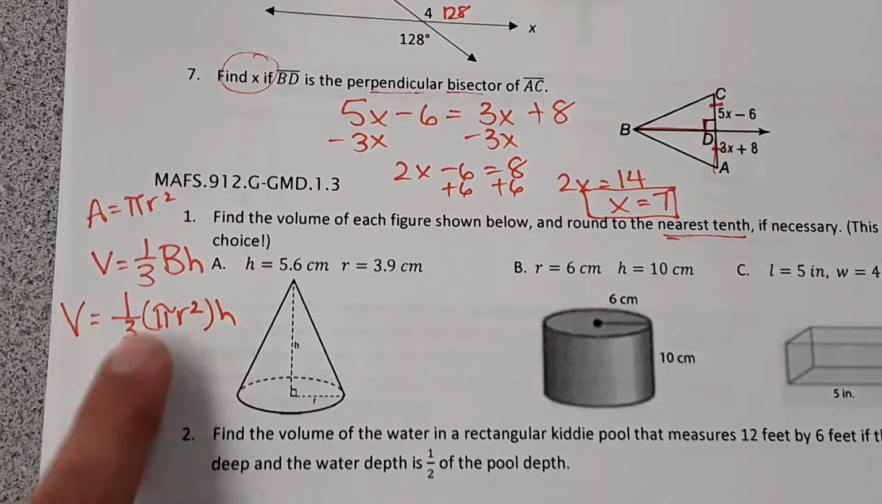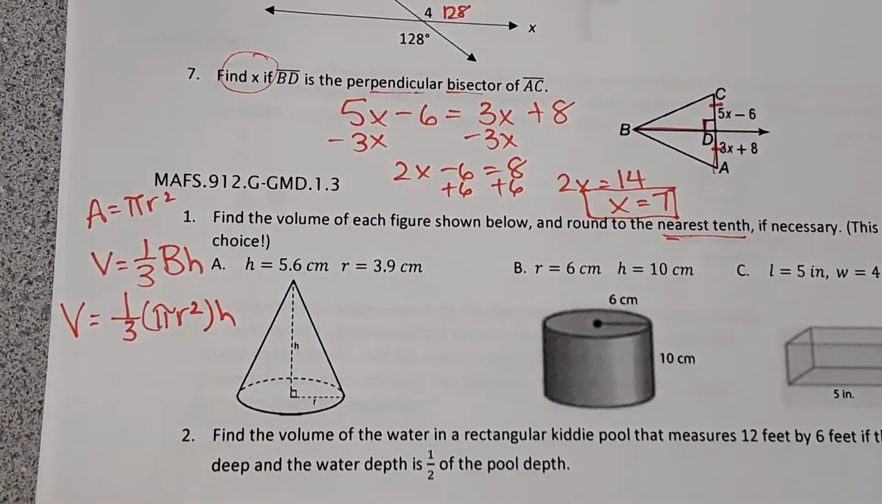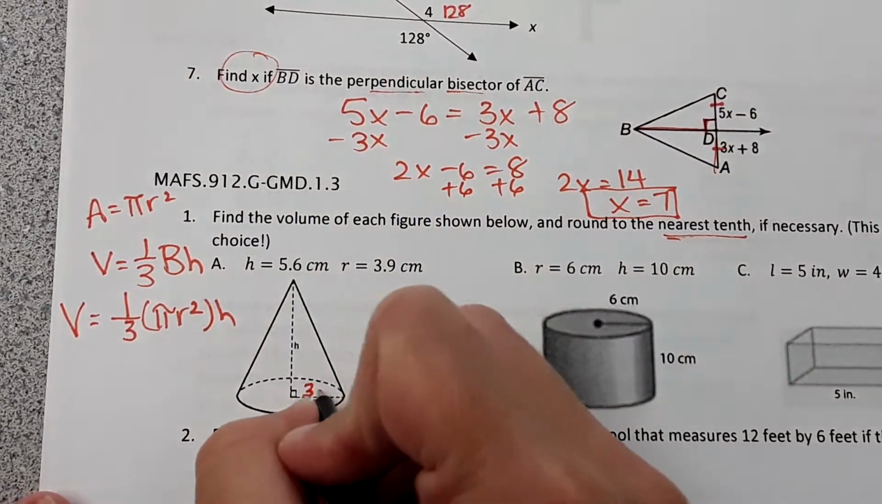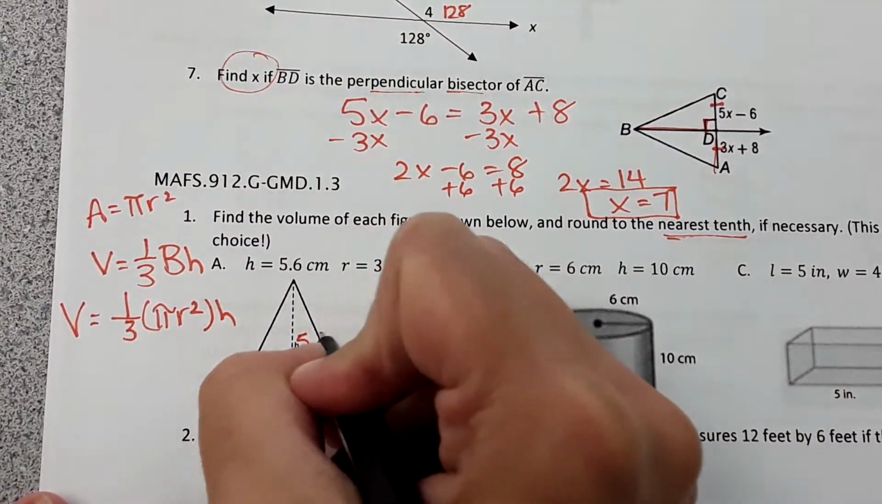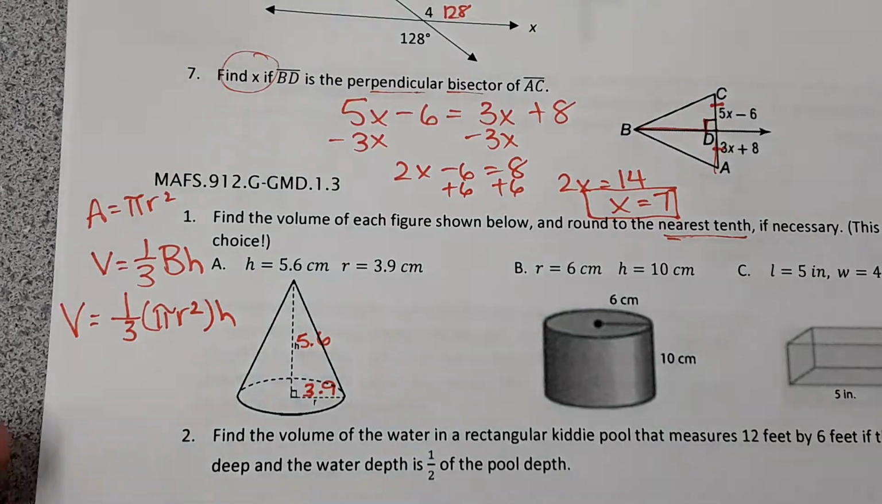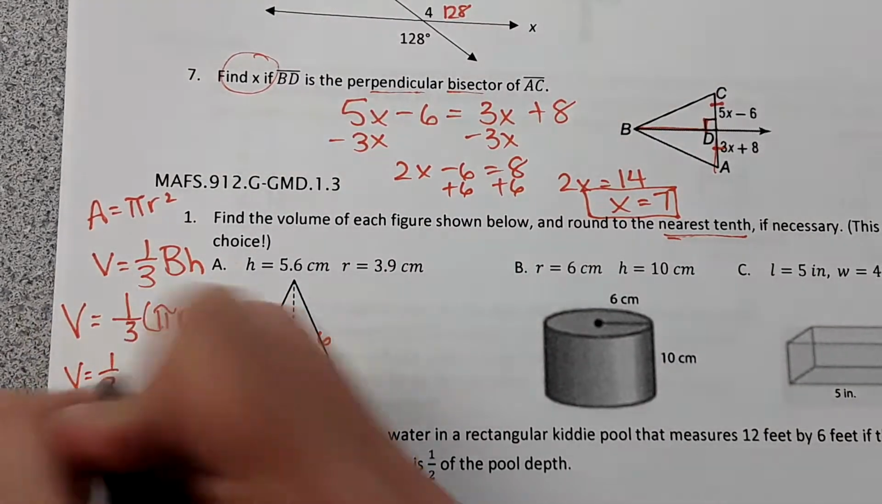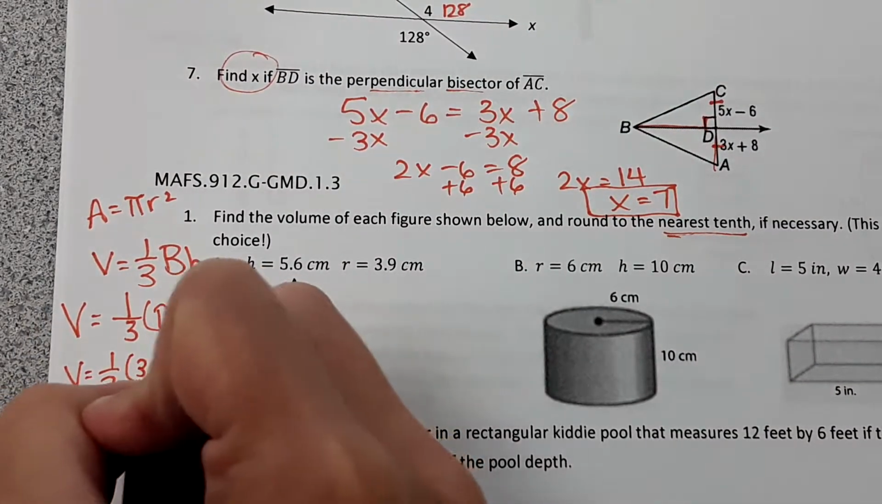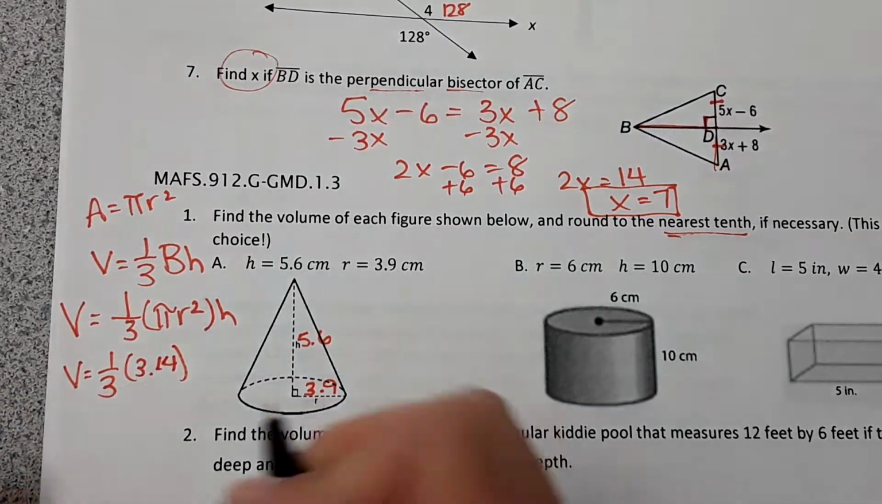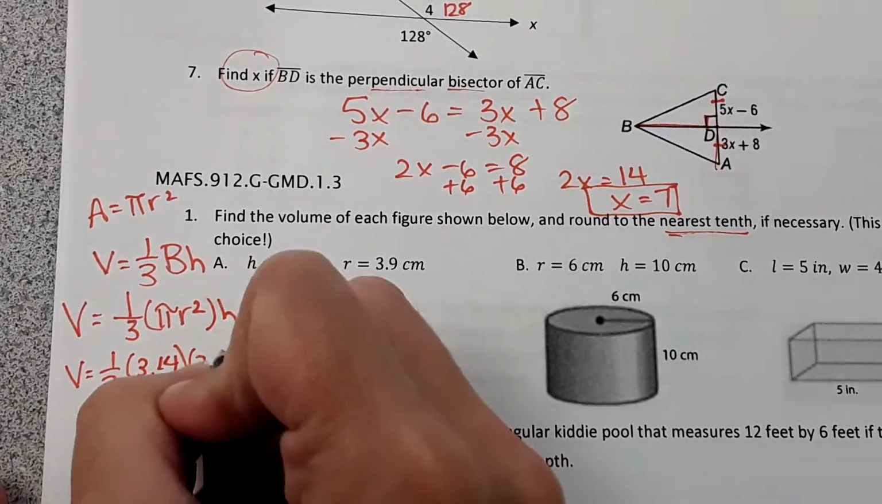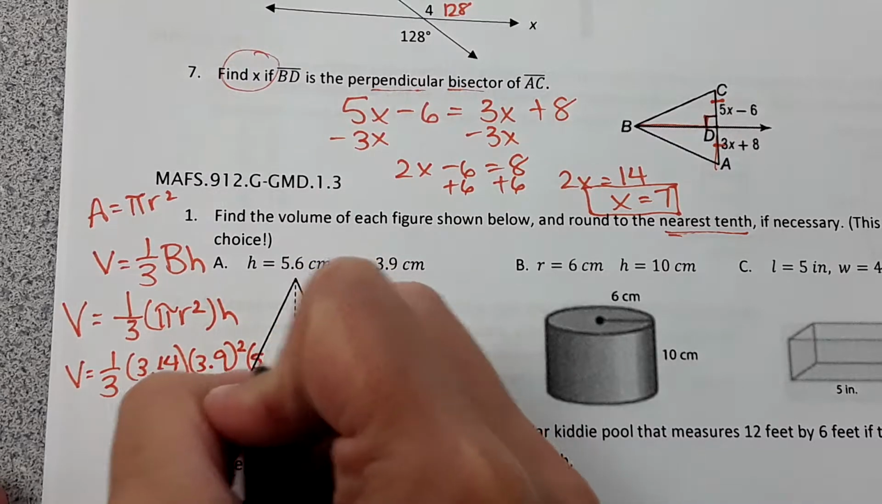So here is the equation we're going to use to find the volume of this thing. It tells us that the radius is 3.9 and the height is 5.6, and then I can plug in numbers. I prefer using 3.14 for pi, but whatever you prefer is fine. Then radius 3.9 squared and times height 5.6.